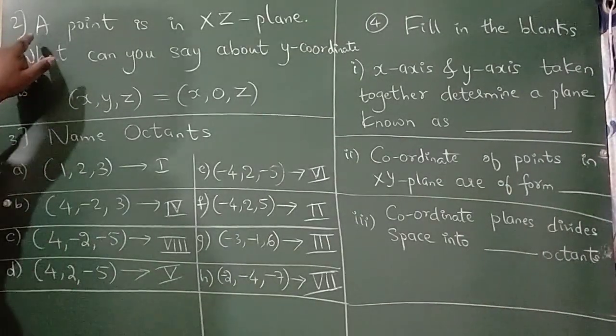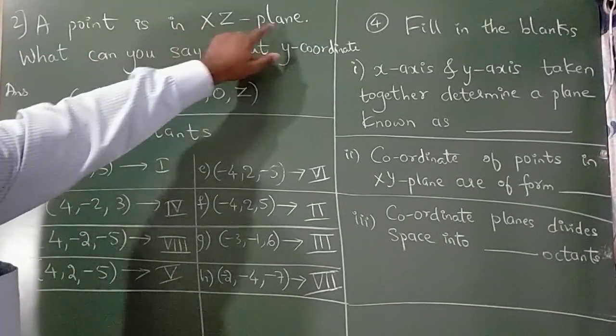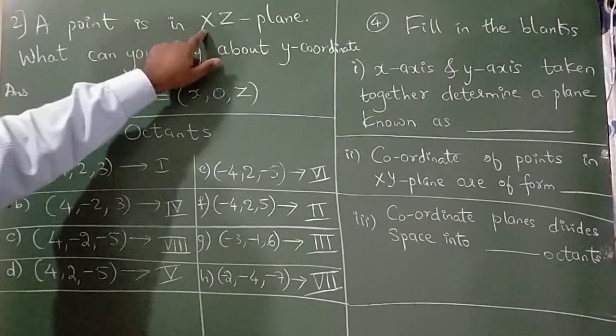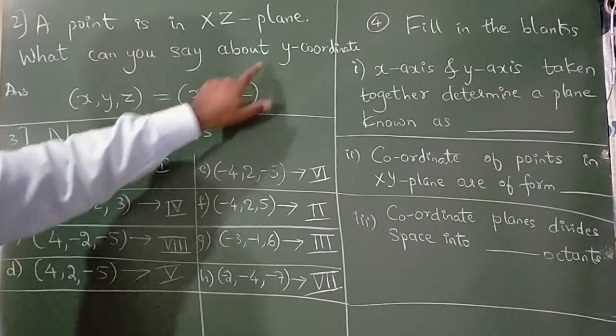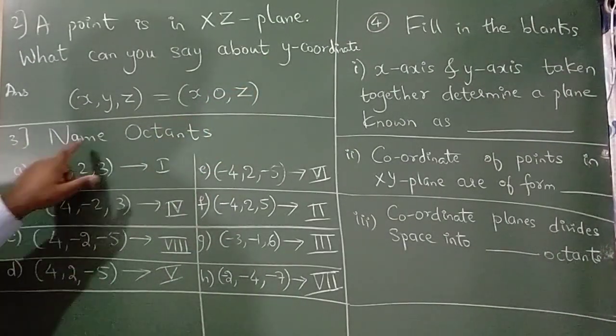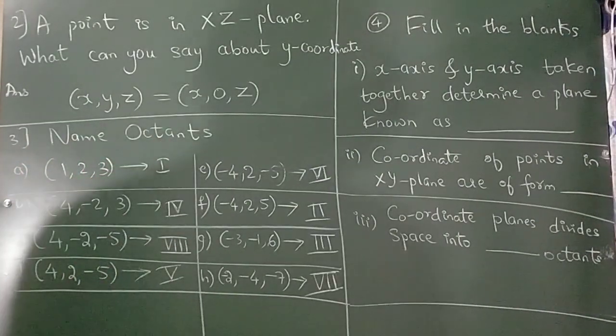Now the second question, a point is in the xz plane. What can you say about the y coordinate? So it is in xz. So y will become 0. Fine. Now the third one, name the octants.